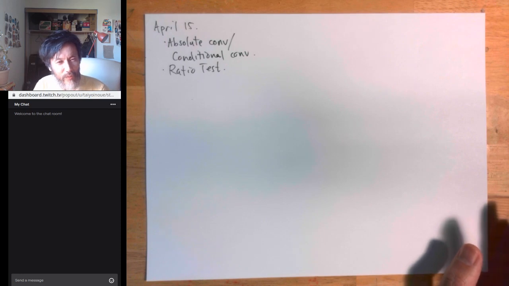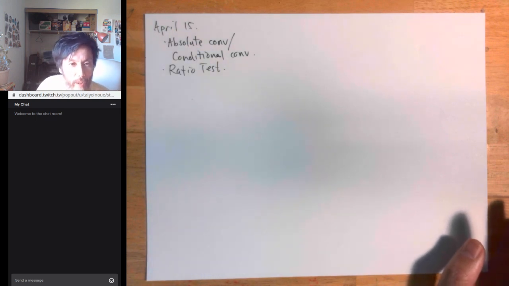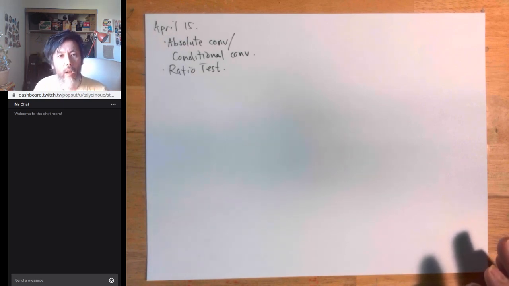Hi everyone. Good morning. It's April 15th, and this is our Calc 2 lecture. So today I wanted to talk about absolute convergence and conditional convergence, and perhaps get to a discussion of the ratio test, which for us will be a very important convergence test. And this will almost round out completely, I think we'll maybe have one more after this, our suite of convergence tests.